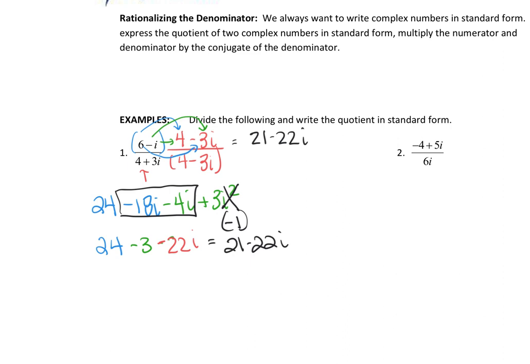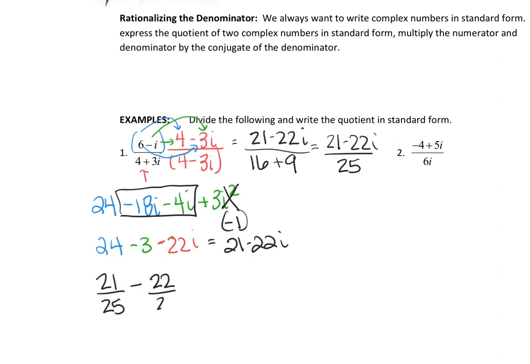The bottom is you're multiplying the conjugate. So if you multiply the conjugate, all you have to do again is square the first number. That's 4 squared, which is 16. Square the back number. That's 9. And then add them. So what you get is 21 minus 22i over 25. And typically speaking, when we write this in separate parts, we will write this as 21 over 25 minus 22 over 25i, because you want to write the real by itself and the imaginary by itself.